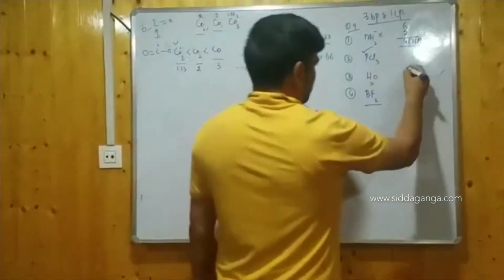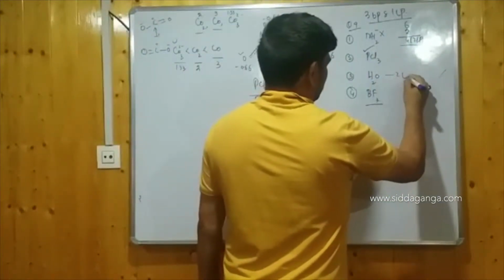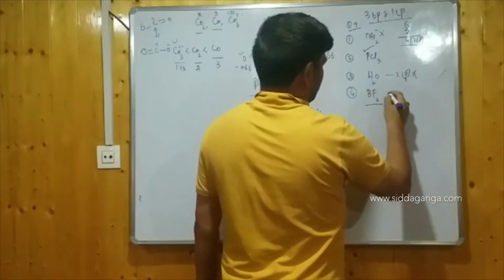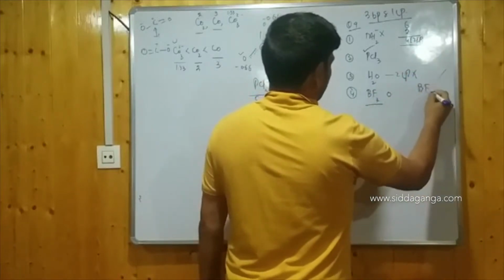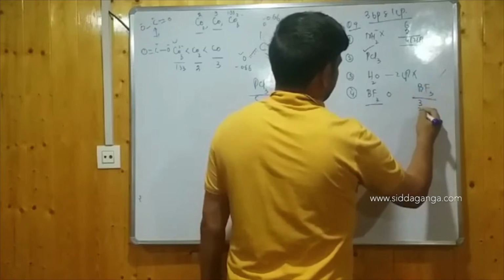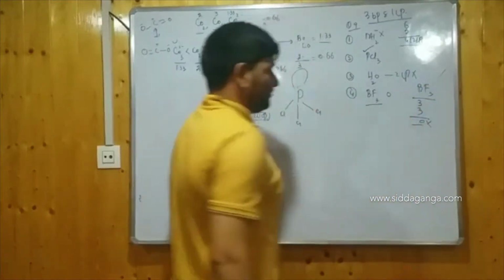Water molecule. How many lone pairs? 2 lone pairs. So out of context. BF3. No lone pair. Because BF3 molecule will be valence electron is 3, bonds made 3, remaining electron 0. So there is no lone pair of electron at all.